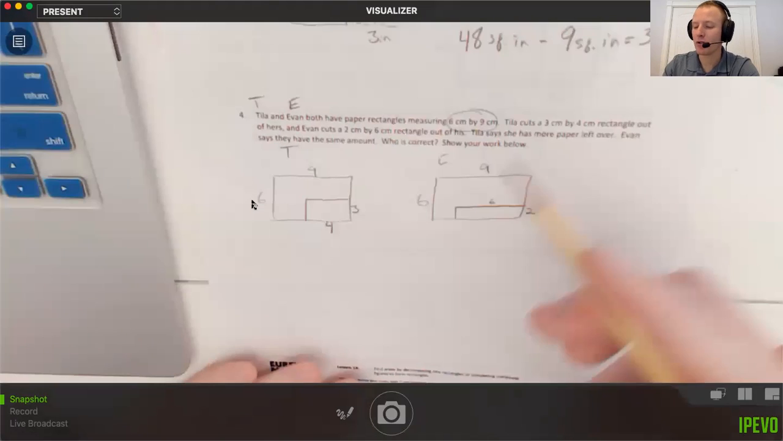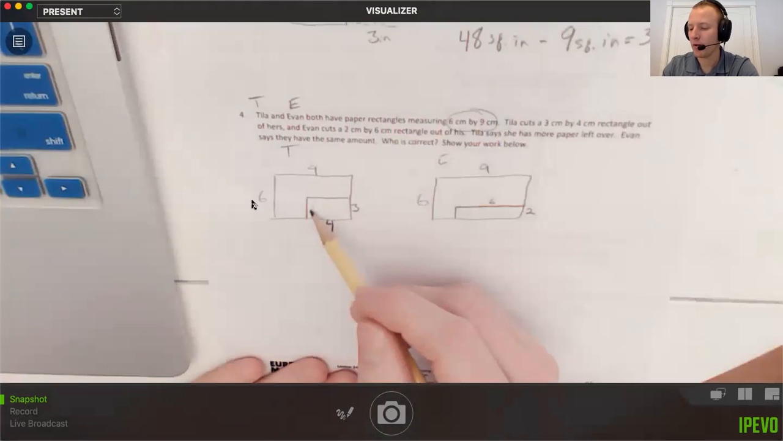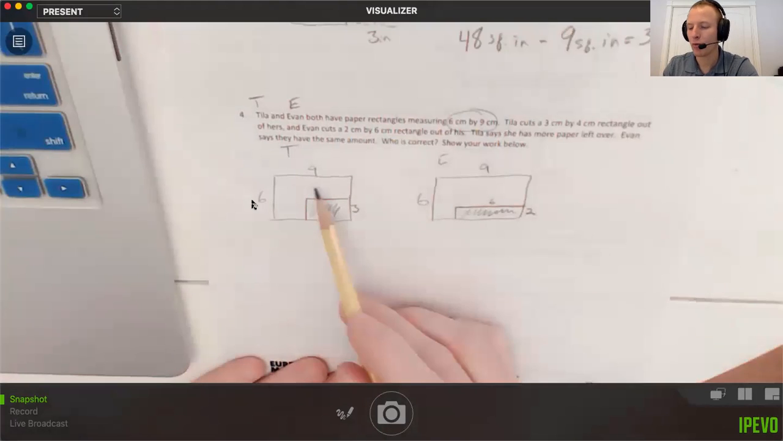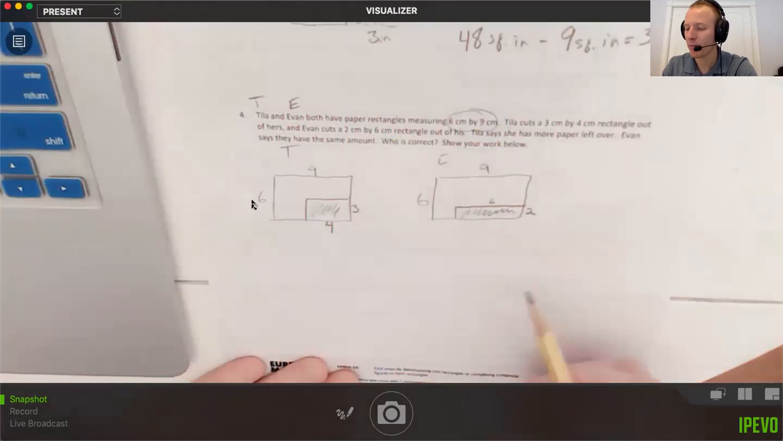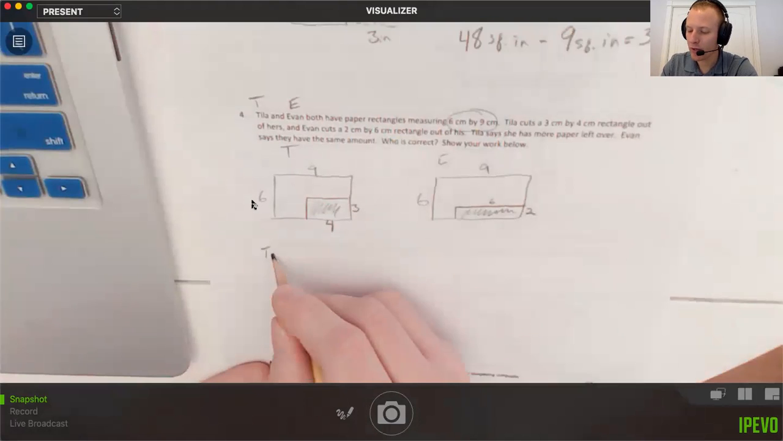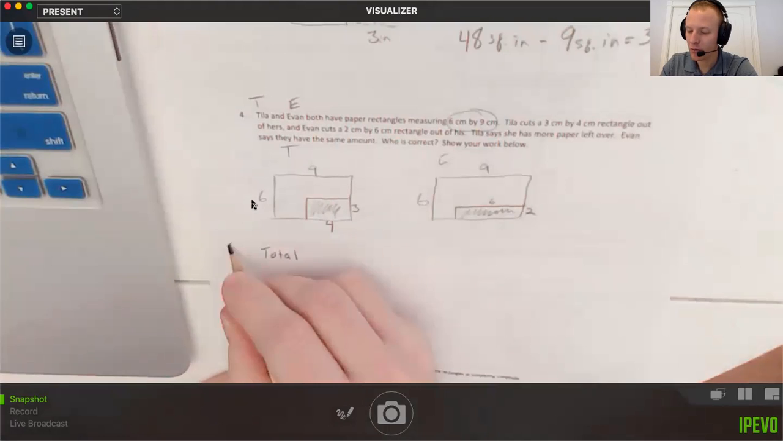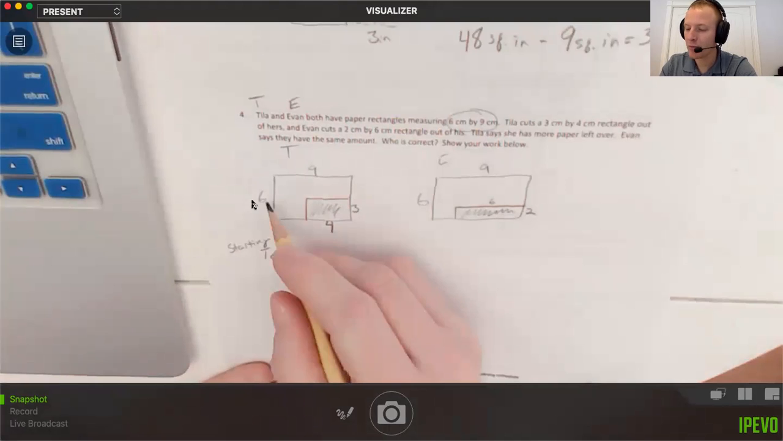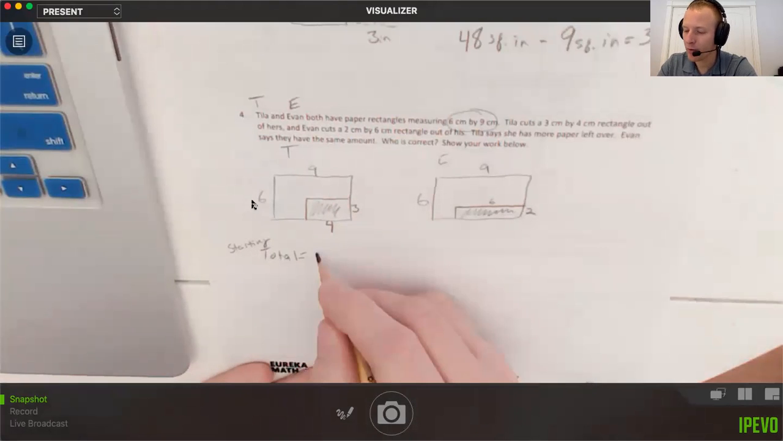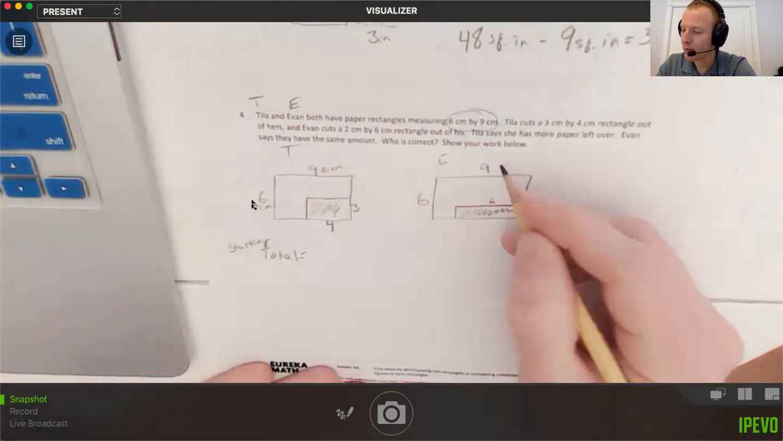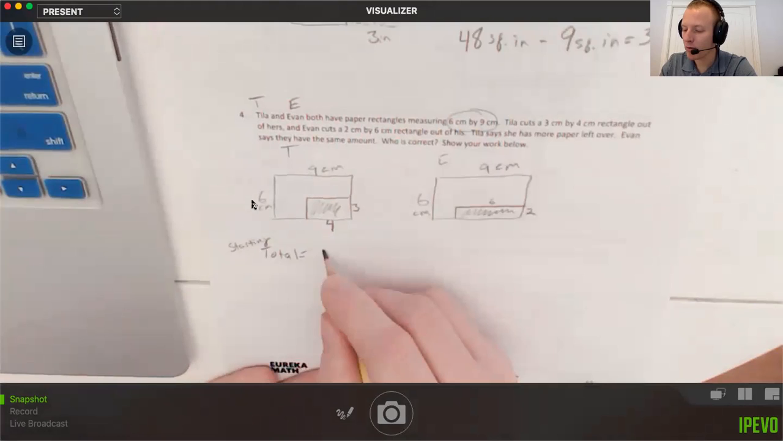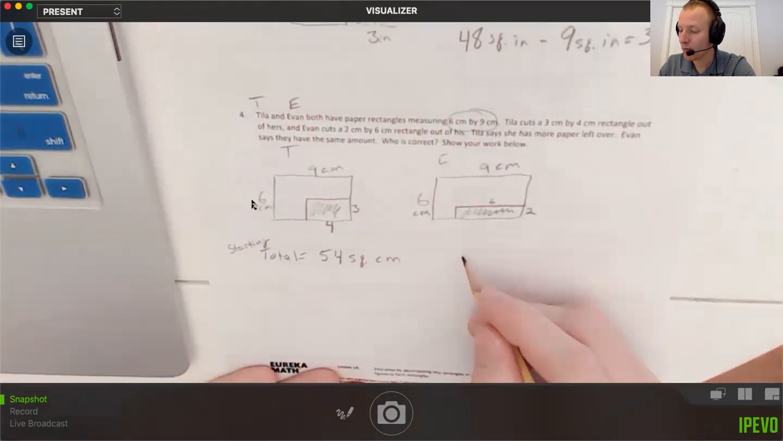So basically, we have to find how much area is remaining. I'm shading in the part that gets cut out. So we're going to try to figure out how much white space is left there and how much white space is left here. Well, the total in both of these cases, like the starting total, equals 6 times 9 in centimeters. So I should probably label those. So we have 54 square centimeters for both.